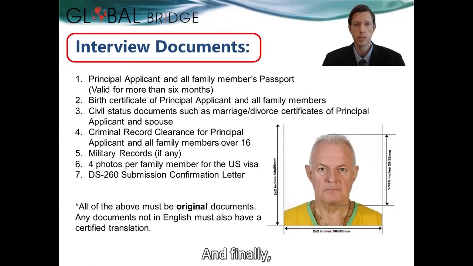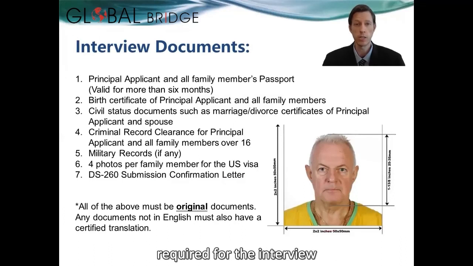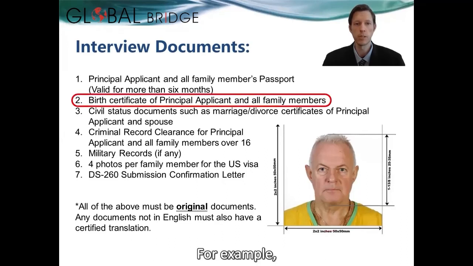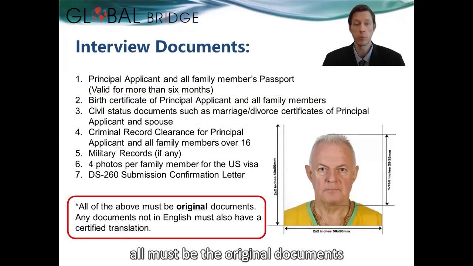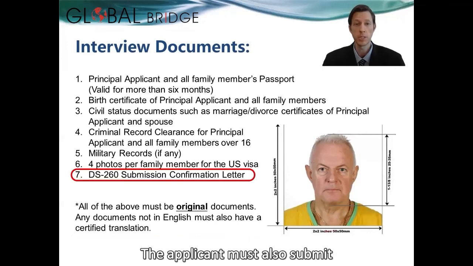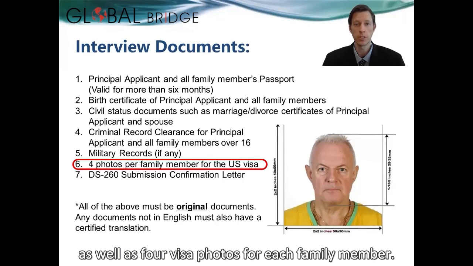And finally, what's required for the interview? It's notable that all of the documents required for the interview must be original documents. For example, birth certificate, passport, and criminal record checks all must be the original documents submitted at the time of the interview. If a document is not in English, it must be certified translated. The applicant must also submit a completed DS-260 confirmation letter, as well as 4 visa photos for each family member.